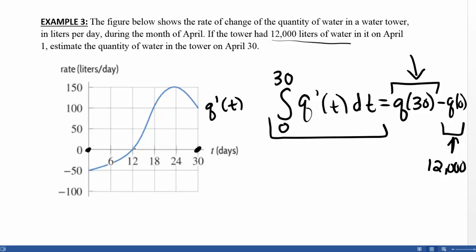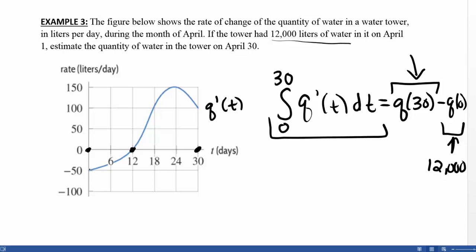I want you to remember that any area below the x-axis is going to be negative, which means the quantity was decreasing, and anything above the x-axis is going to be positive, which means the quantity was increasing. So let's start with the area that's below. Notice that from day 0 to day 12, we have area below the x-axis, so it looks like we're losing water.